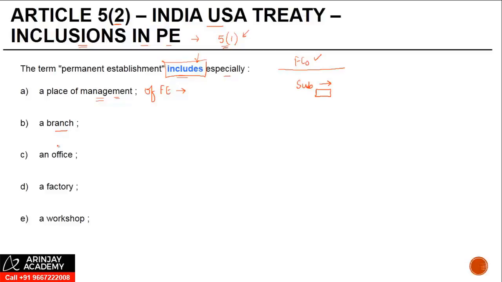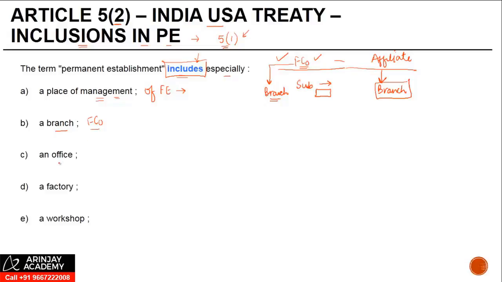A branch. Now, when we talk about a branch, again, we are talking about the branch of the foreign company. Suppose this FCO has an affiliate. Now, this affiliate has a branch in India, which also helps the FCO in some work. This branch of the affiliate will not amount to a PE of the foreign company because the branch has to be of the foreign company. If they have a branch, normally it is construed as a PE.